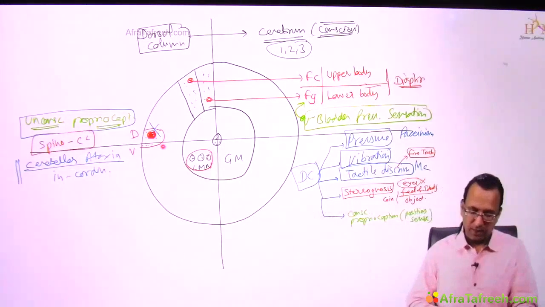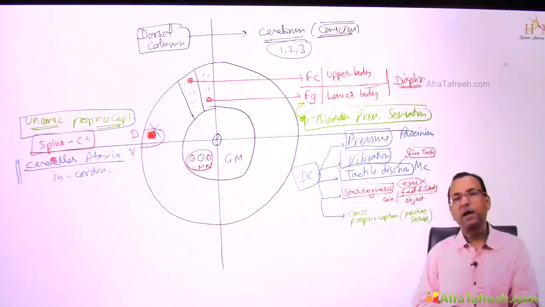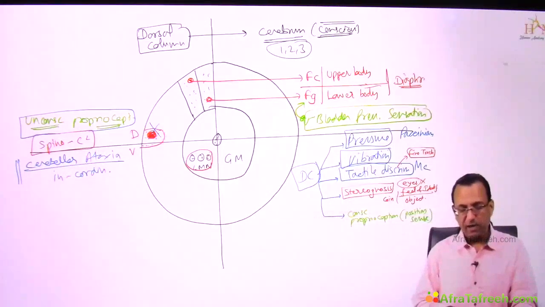So, when there is injury to the dorsal spinocerebellar tract, the unconscious proprioception is compromised, and cerebellar ataxia leads to the patient having incoordination. Yes, they keep falling to the same side of the lesion. Heel shin test will become positive on the same side of the lesion. Okay, fine.